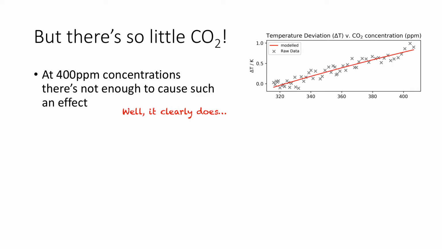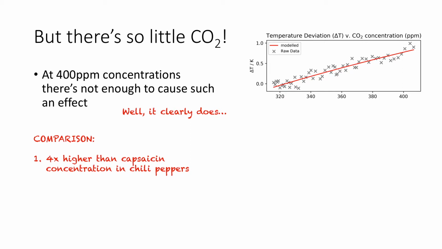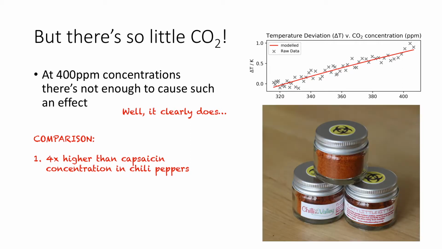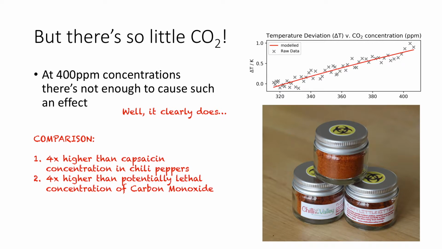Well, first, our graph would argue it clearly does. And also, secondly, the notion that 400 parts per million is too small a concentration to have an effect is really stupid. For example, take red chilies. The capsaicin concentration in a red chili is about 4 times smaller, yet you still taste the capsaicin. You still notice this even when you put a tiny bit of chili in your food, when the concentration is even smaller. Or you could try inhaling 100 parts per million of carbon monoxide for an extended period of time.